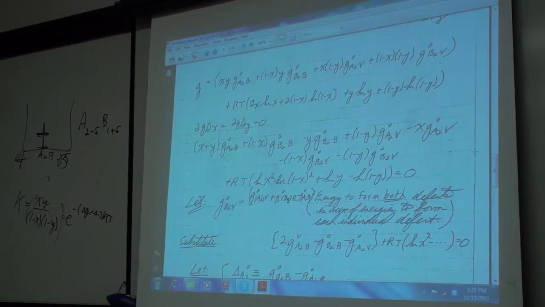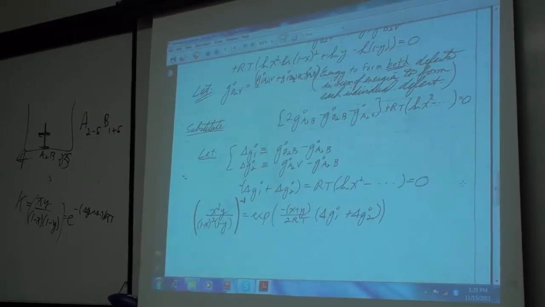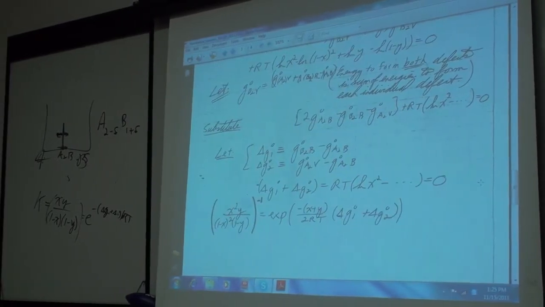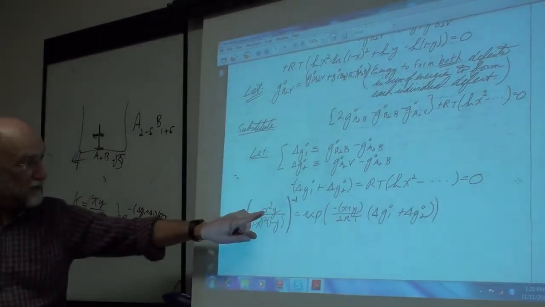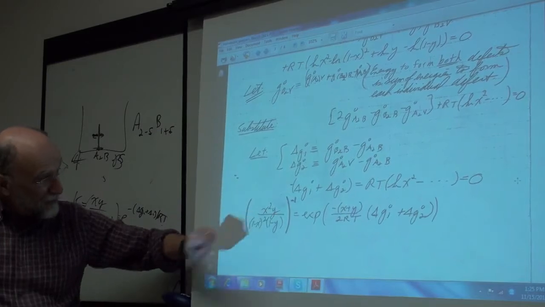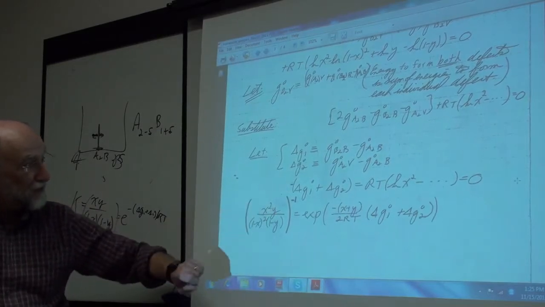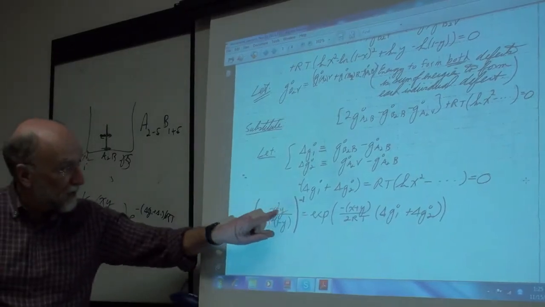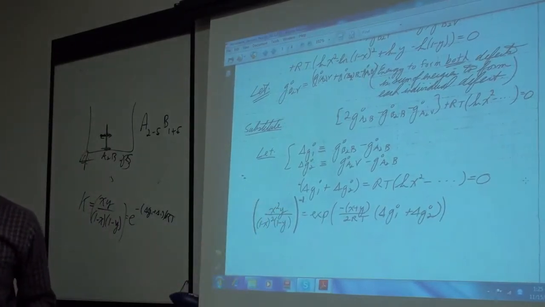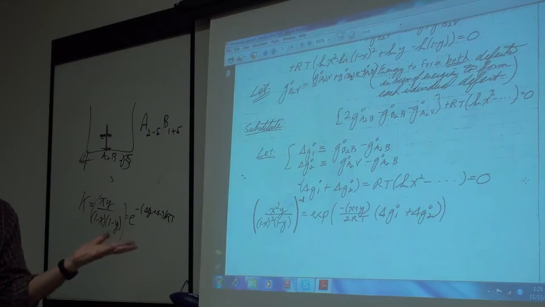Okay, but you always end up with an equilibrium constant, which looks like the squares here simply because it's A2B. Okay, so this is the number of defects, the defects times the number of non-defect sites, and these X and Y are quite small. Okay, so there's an equilibrium constant for the formation of the defects.